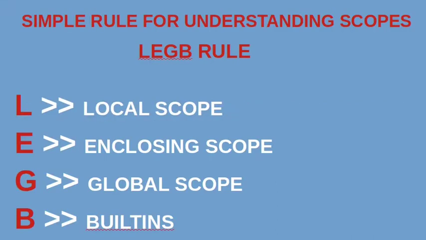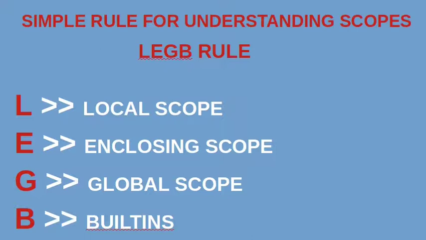In this tutorial, we'll be going over scopes in Python and variable scopes within Python. So let's get started. To work with variable scopes in Python, we use a very simple rule. This is called the LEGB rule. LEGB is an abbreviation whereby each letter has its own meaning. L stands for local scope, E stands for enclosing scope, G stands for global scope, and B stands for built-in.